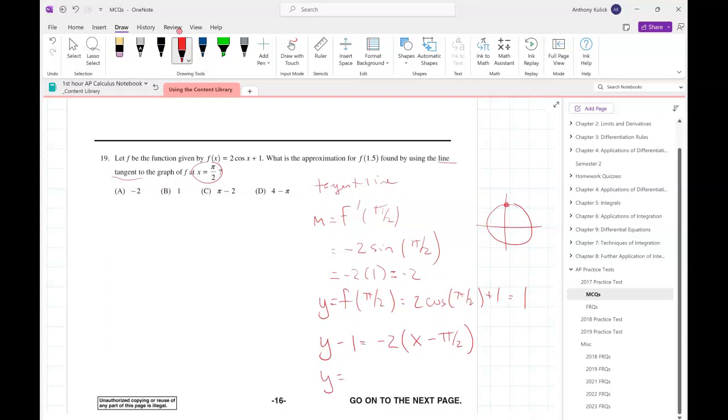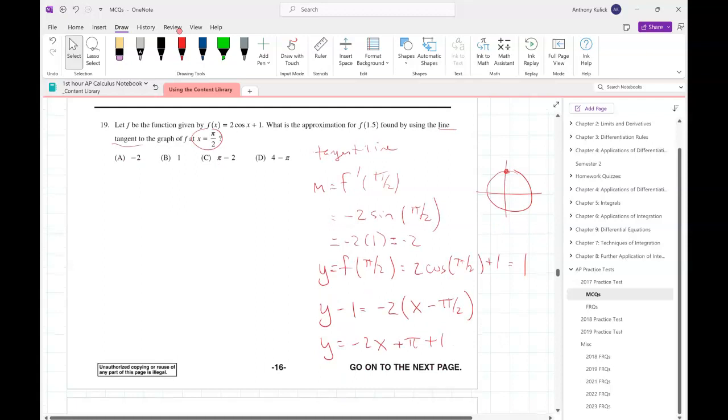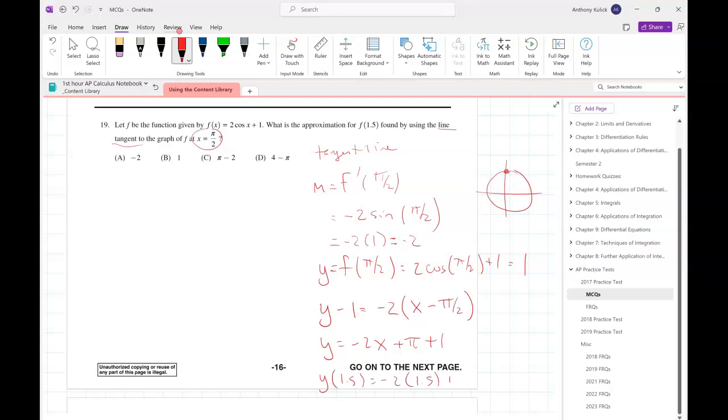So this is going to be y equals negative 2x plus pi plus 1. If I do y of 1.5 now, negative 2 times 1.5 is negative 3, and then plus 1 is negative 2. So I have negative 2 plus pi. That's my C.